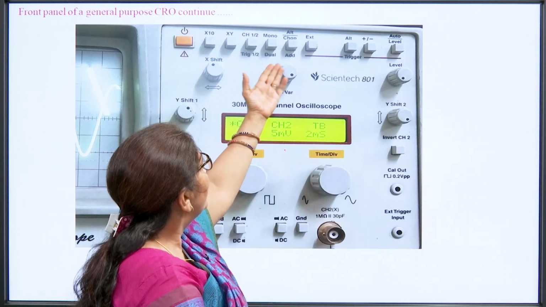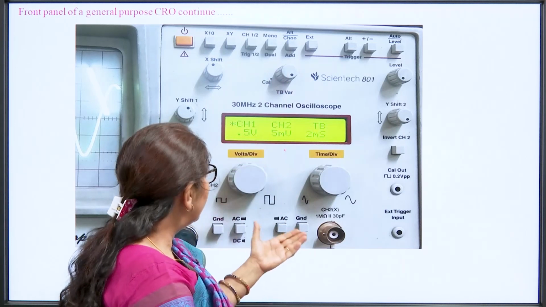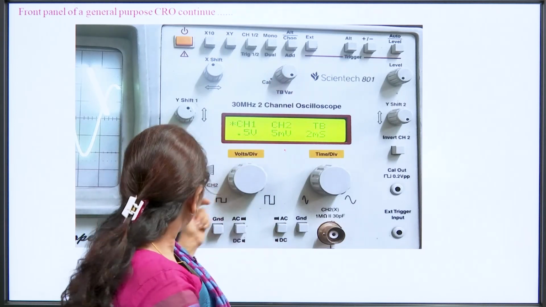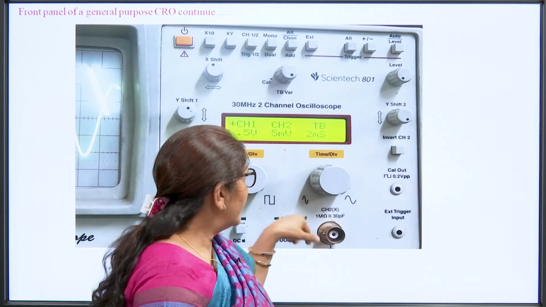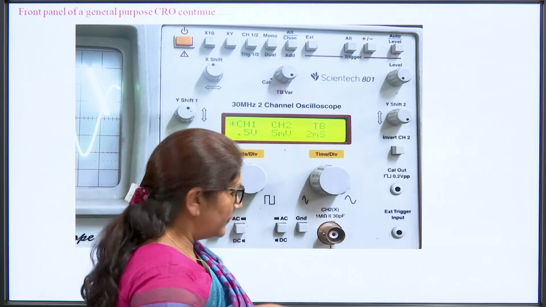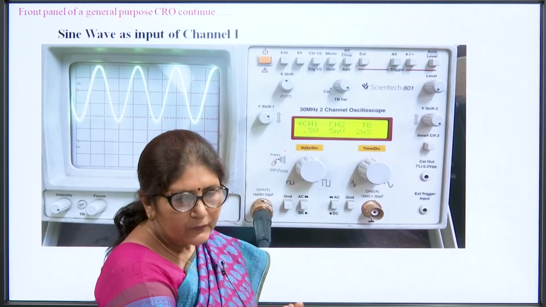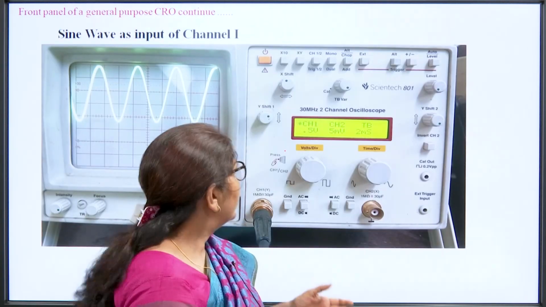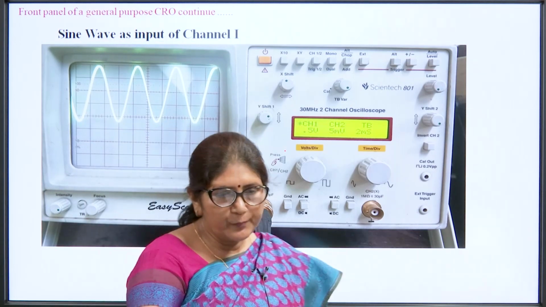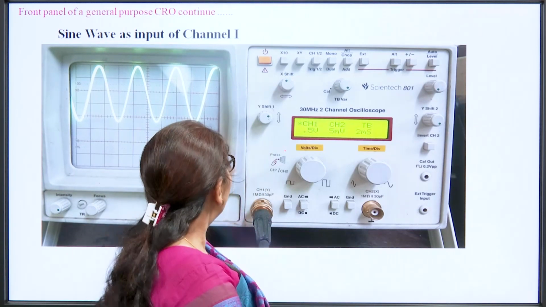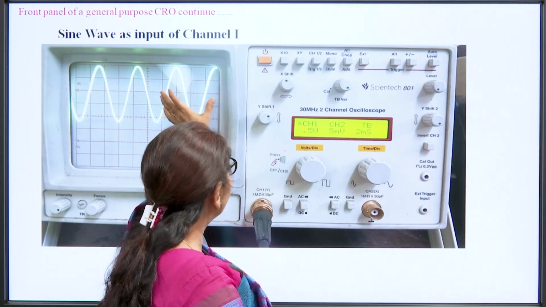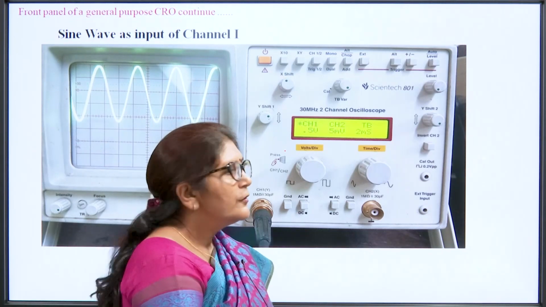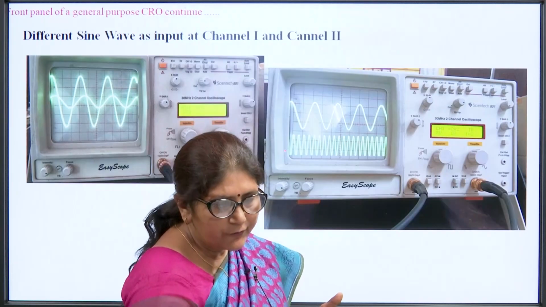Similarly, mono, dual, add and all other things are the same. Here there is a calibration output. We can put our channel, this knob, next slide I have shown. So, yes, this is the waveform displayed. We can see the waveform is at the upper position of the screen, and we can put it downwards.